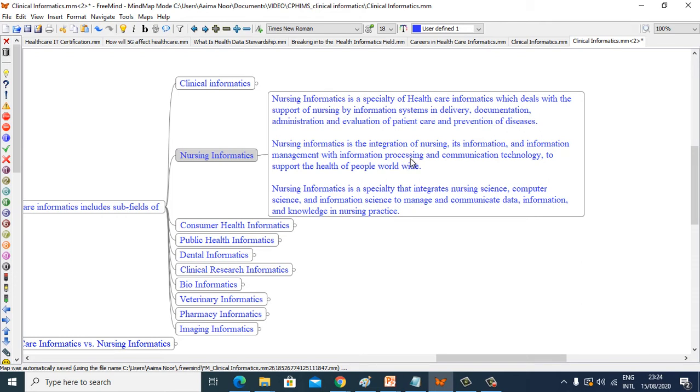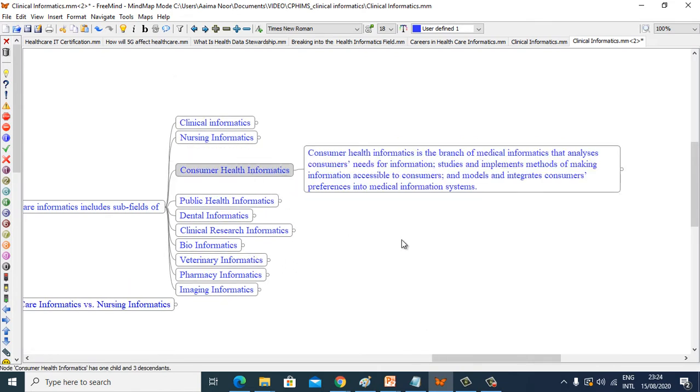Nursing informatics is the integration of nursing, its information and information management with information processing and communication technologies to support the health of people worldwide. Nursing informatics is a specialty that integrates nursing science, computer science, and information science to manage and communicate data, information, and knowledge in nursing practice.